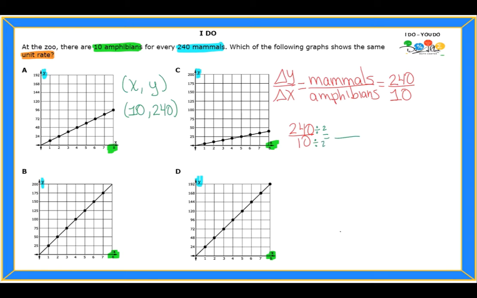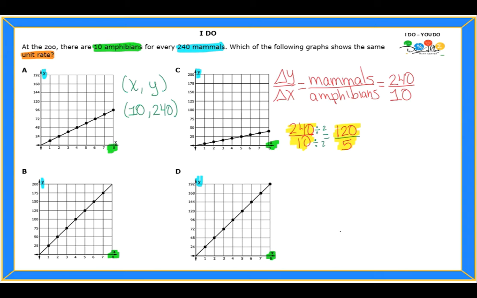So what's 240 divided by 2? Well, that gives me 120. And 10 divided by 2 is 5. So this is what we're saying right now. Then we're saying that my 240 is equivalent to 120 and 10 goes with a 5, okay? So that's the comparison that we're doing right now.